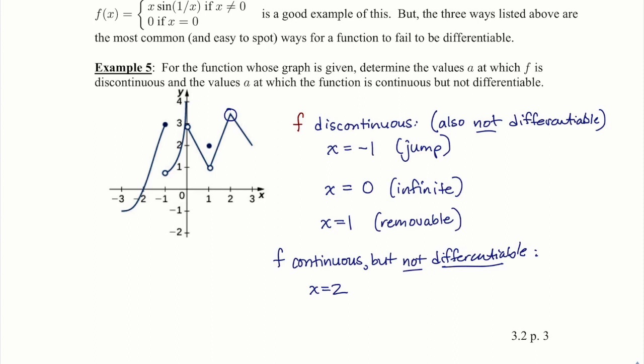We mentioned already what appears to be a vertical asymptote at 0, but that was a discontinuity. So I think we've covered everything. We've got the places where f is just plain discontinuous, and then this one spot at 2 where the function is continuous but is not differentiable because of that sharp turn.